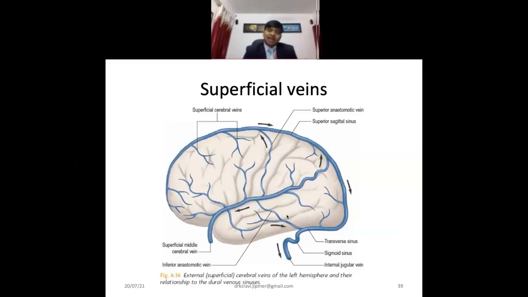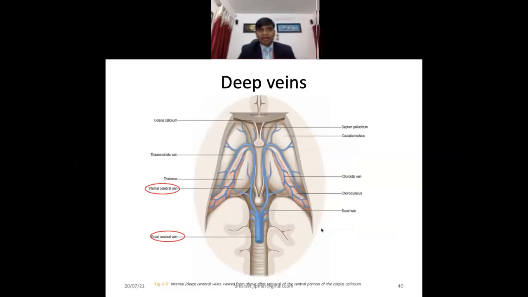And it drains the lower part of the medial or the supralateral surface, and it finally opens into the nearby sinuses, that is the transverse sinus. You can appreciate in the diagram over here, right? So this is all about the venous drainage, superficial and the middle, inferior, and the middle cerebral veins.